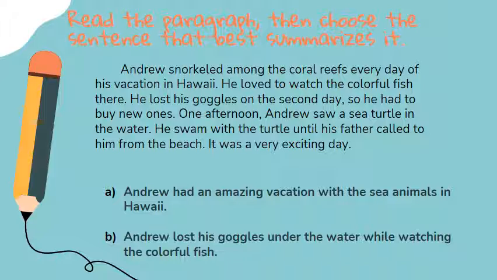The first option tells me that Andrew had an amazing vacation and he did a lot of activities. It's similar to the one I thought about. The second one, Andrew lost his goggles. No, the paragraph doesn't focus on losing the goggles. Losing the goggles was one of the things that happened with Andrew, but the main thing that happened with Andrew is that he had an amazing vacation. Okay, he had an amazing vacation. So A is the correct sentence that best summarizes the paragraph above.